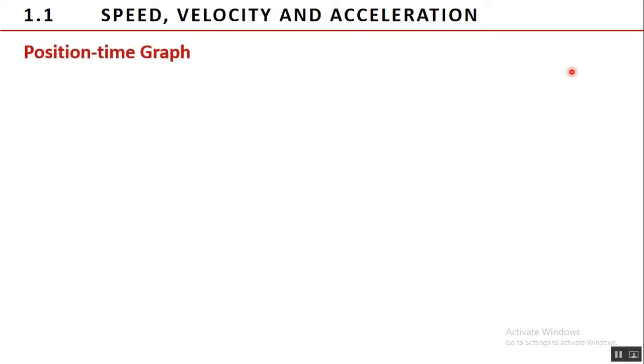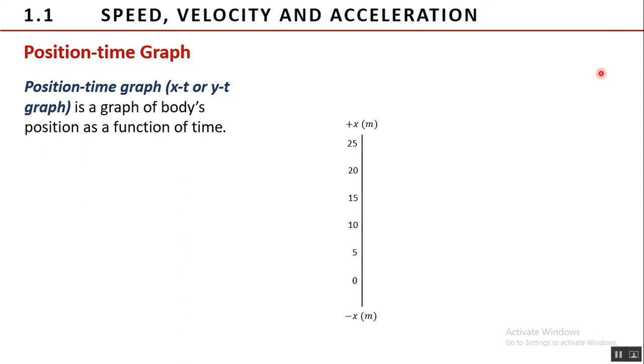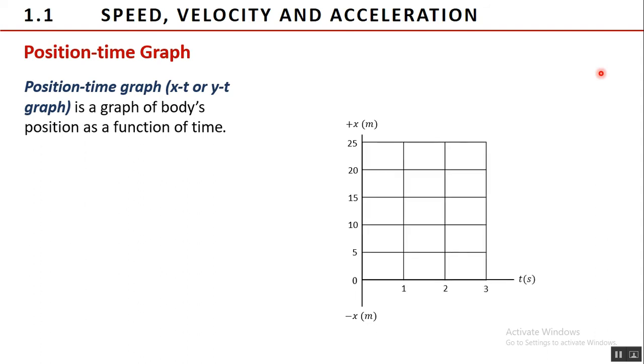Let us begin with the position time graph. Position time graph, x-t or y-t graph, is a graph of a body's position as a function of time. It is composed of two coordinates, vertical and horizontal. The vertical coordinate represents the body's position while the horizontal coordinate represents the timeline.